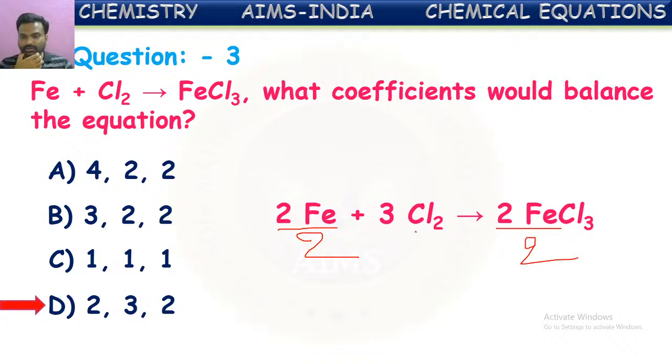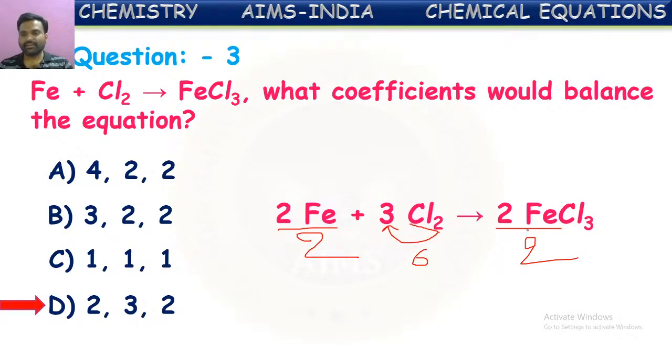Counting the number of atoms should be done very carefully, because in each molecule there are chlorine atoms too. This 2 should be multiplied with the coefficient which is in front. So 2 into 3, the total number of chlorine atoms is 6 on the reactant side.